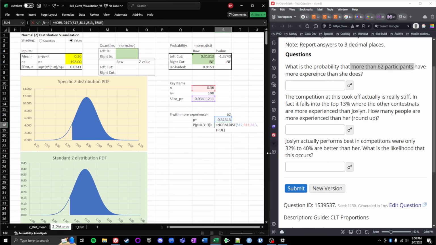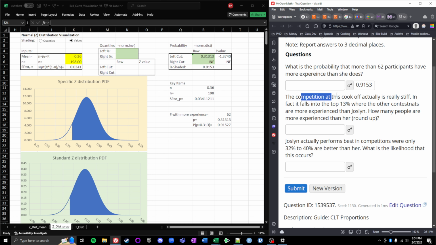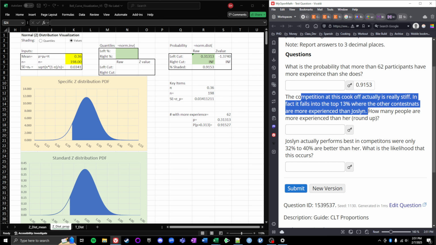So if we want the area to the right, all you have to do is, in front of norm.dist, we do 1 minus, and now we get the area to the right. And now I'm able to replicate what this dashboard gives us. And if we look at the right answer, the answer is 91%. Okay, this competition at this cook-off is really stiff. In fact, it falls into the top 13%, where the other contestants have more experience than Jocelyn.